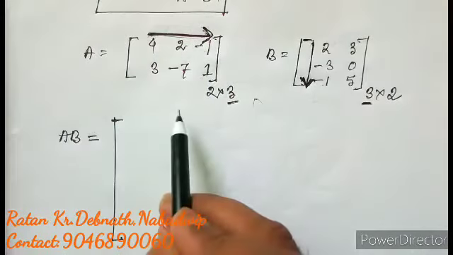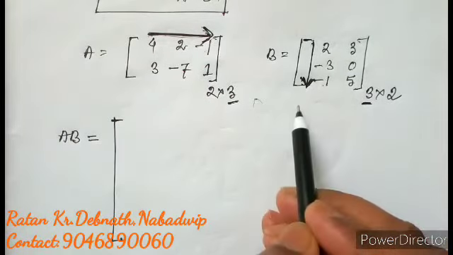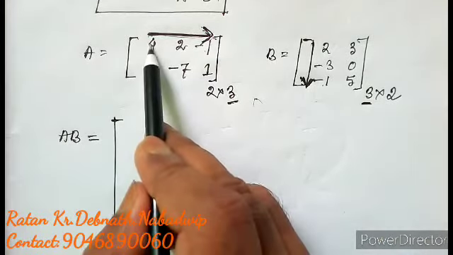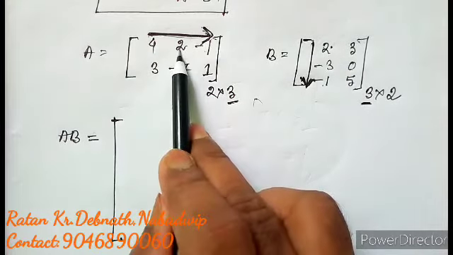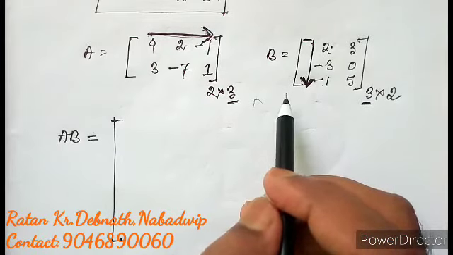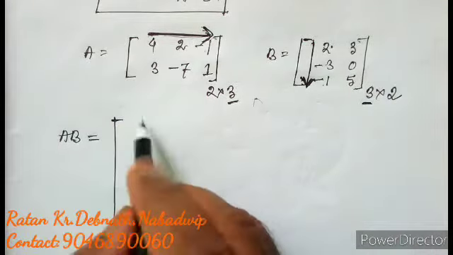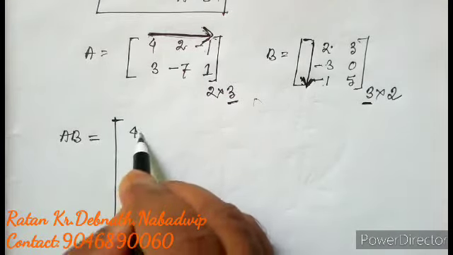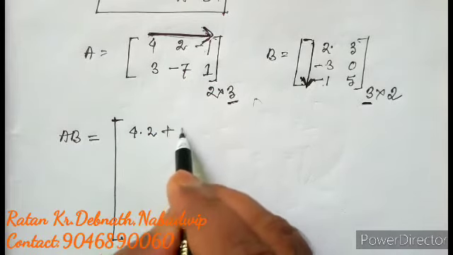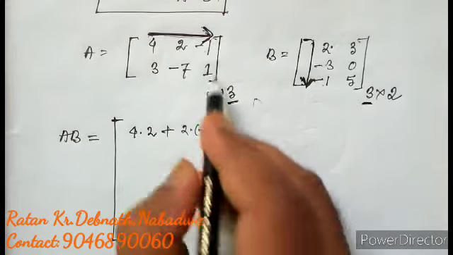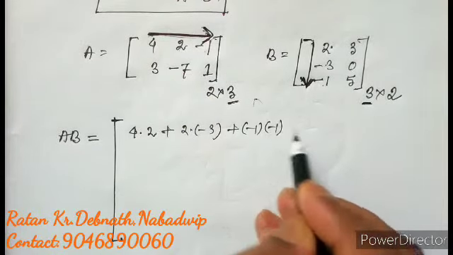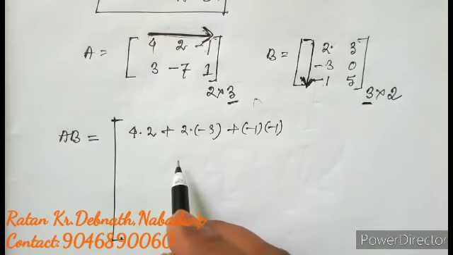Imagine this row falls on this column and we multiply these with these, plus these with these, and these with these, and we will get the resultant matrix. So 4 into 2, plus 2 into minus 3, plus minus 1 into minus 1, which is the first element.